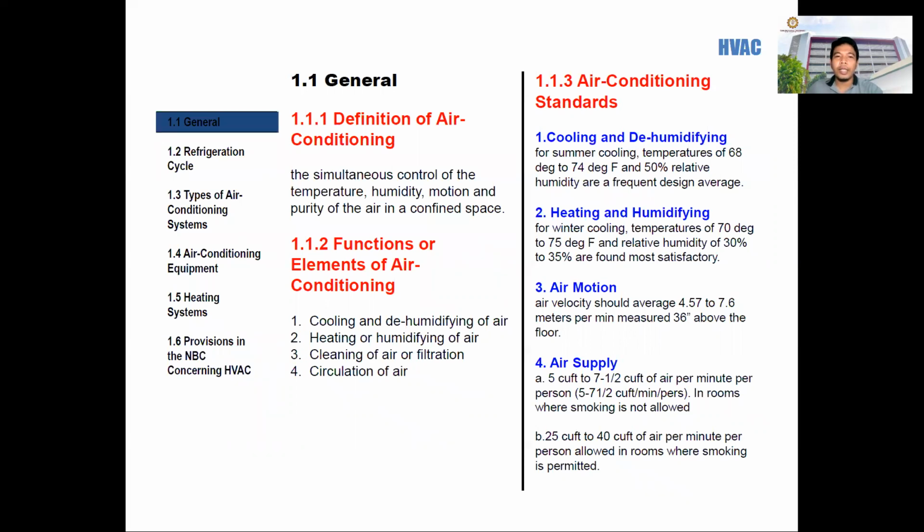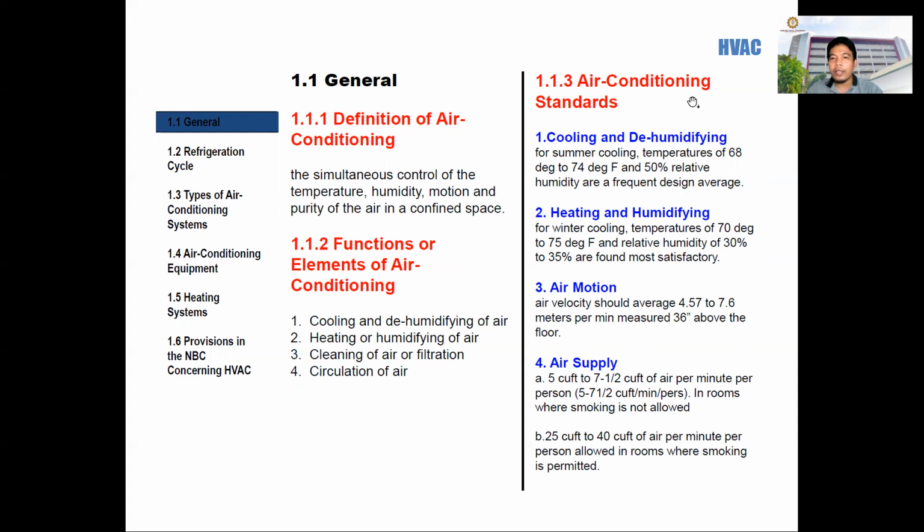For the definition of air conditioning, this is the simultaneous control of temperature, humidity, motion, and purity of the air in a confined space. Normally we use an air conditioning unit as an artificial ventilation system of specific rooms or confined space areas. And then we have the functions or elements of air conditioning. First is the cooling and dehumidifying of air, and then heating or humidifying of air. And then also we have the cleaning of air or filtration. And number 4, we have the circulation of air.